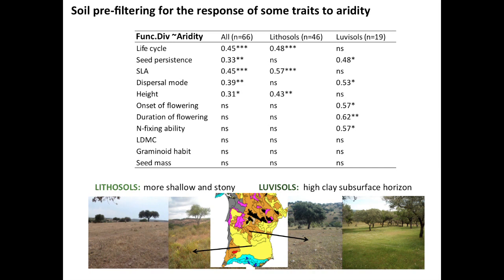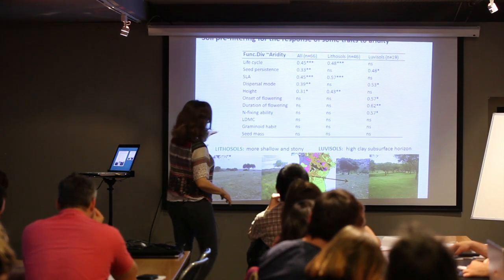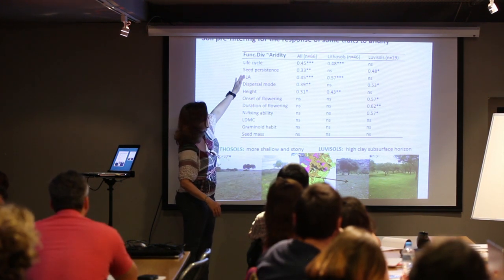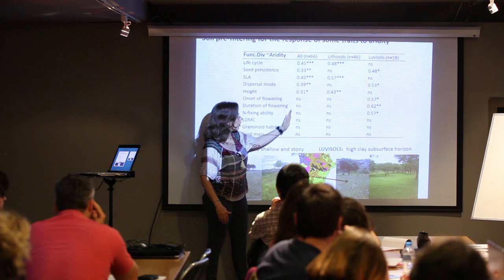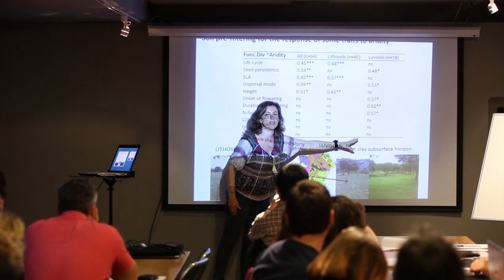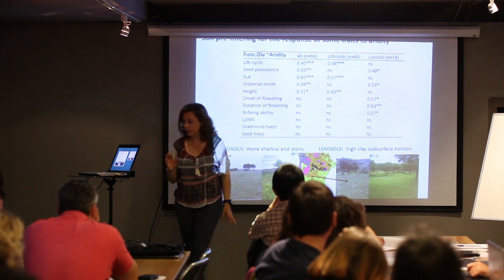Because we know plants, in some way, correlate well. These are the traits we've measured, and in some way, they all correlate well together with the same points, but we know that they behave in different ways depending on the soils, okay? So soil was the first filter.